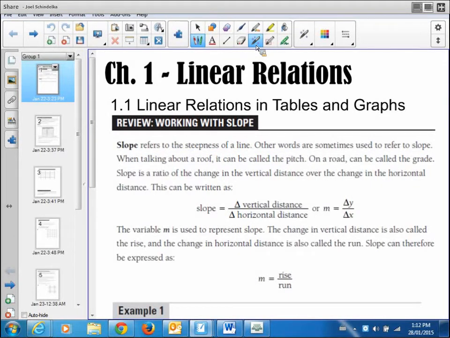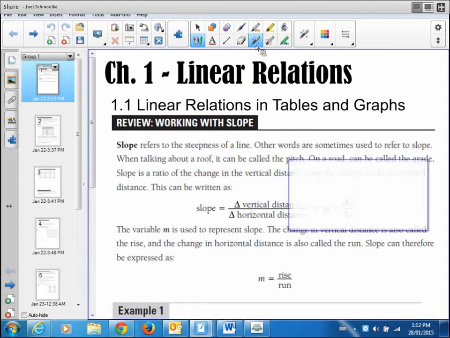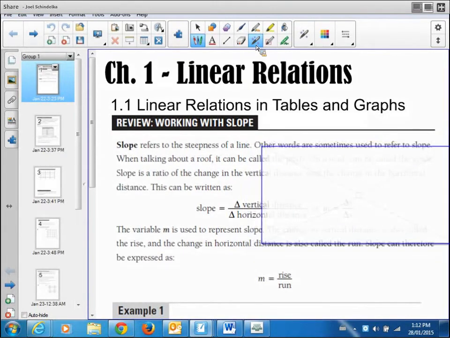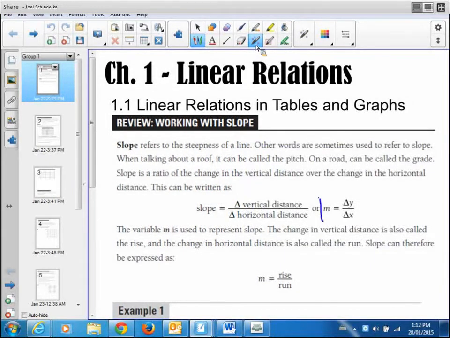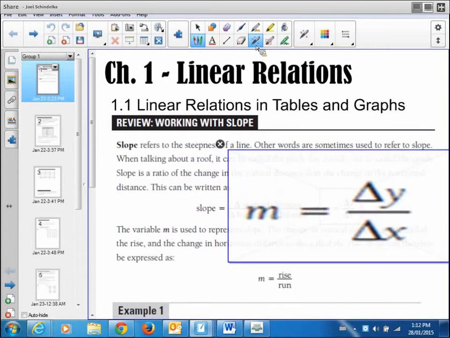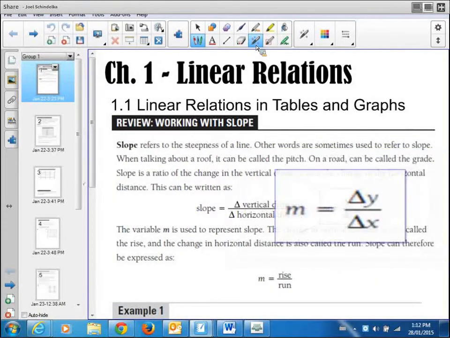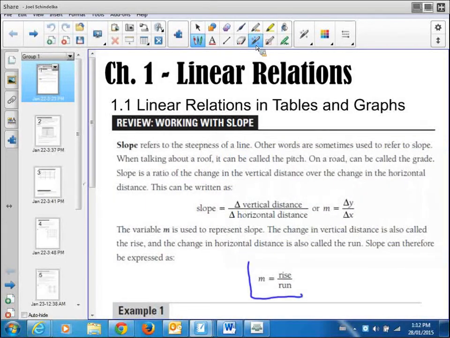Slope is the ratio of the change in the vertical distance over the horizontal distance. That's the change in y over the change in x. That's one way. The other way we often use is the words rise over run. Rise meaning the up, down, possibly down, we'd use a negative rise. Over the run, from left to right, how far you go over.